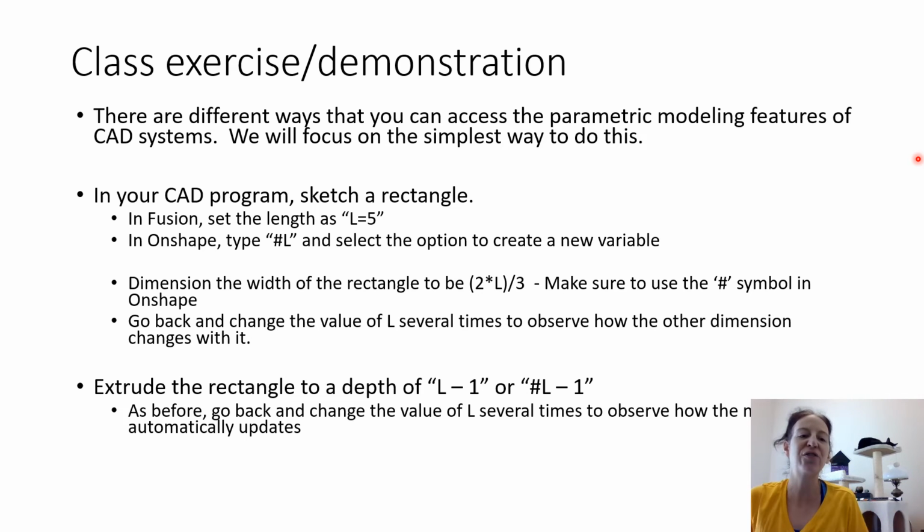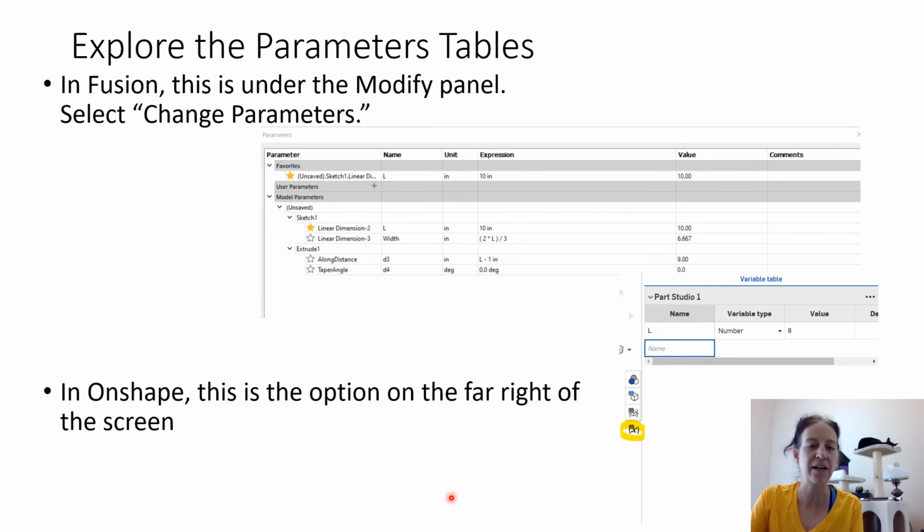So extrude your rectangle, and then go back and change the value of L several times, and just observe how not just the length and the width of the rectangle, but also the extrusion will update along with it. Do that a couple times to get comfortable with it, because that is going to tie into what you will need to do for your screencast.